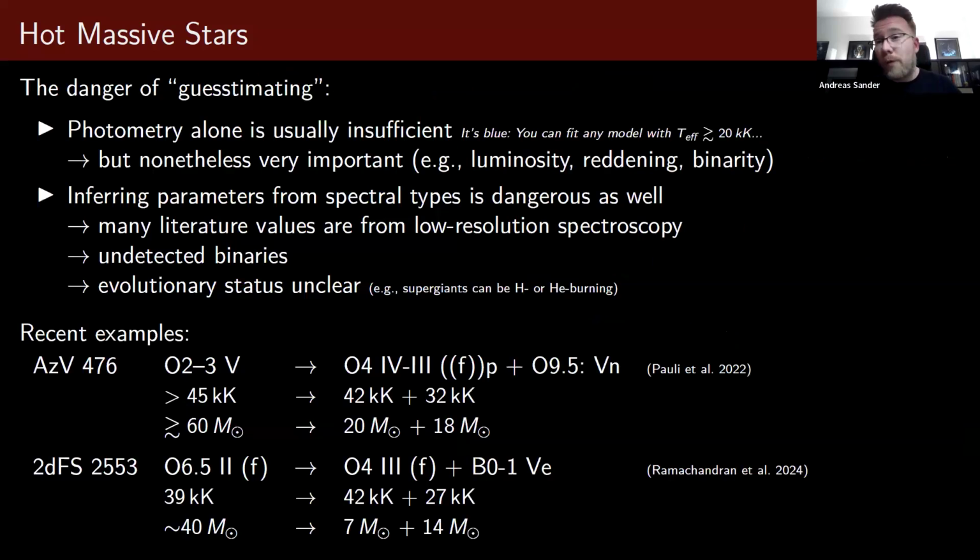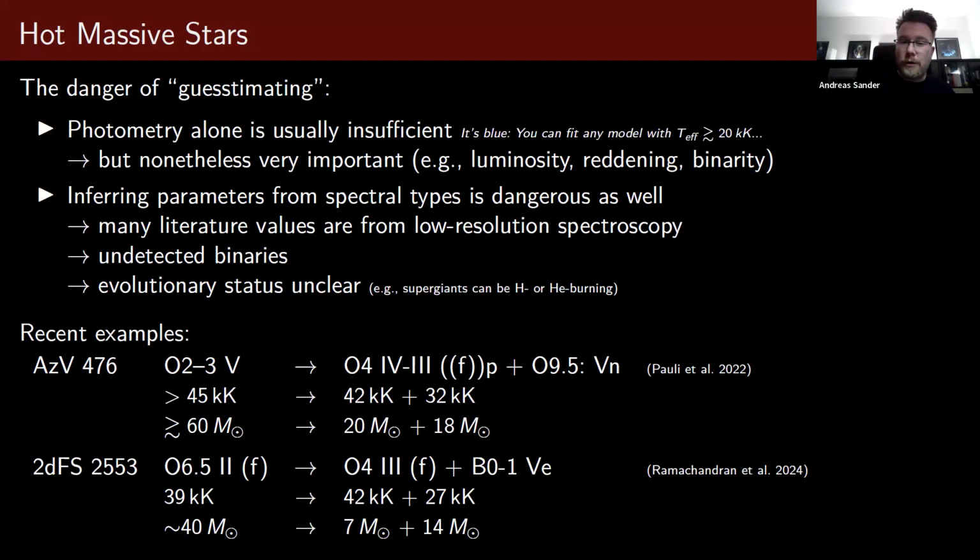So to give some motivation on why this has something to do with stellar atmospheres, it's really a danger if one would just guesstimate stars, right? Photometry is nice, but alone it's usually insufficient for hot stars, because especially once you get hotter than about 20 kilokelvin, you can essentially fit almost any model if you just slightly adjust your reddening. It's blue. From the optical colors that you typically get with photometry, you cannot distill the temperature anymore alone. Also, if you use spectral types in the literature, that's quite dangerous, because many literature values are from older low-resolution spectroscopy. So you will very often have undetected binaries, and even if you get some spectral type, that doesn't automatically tell you the evolutionary status.